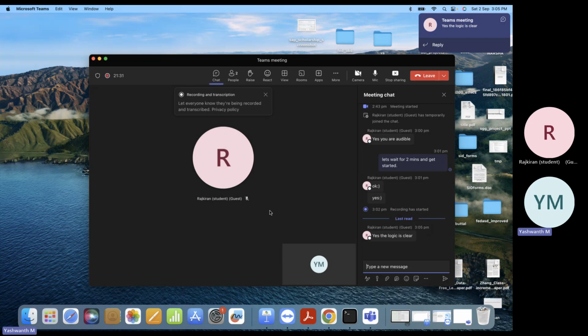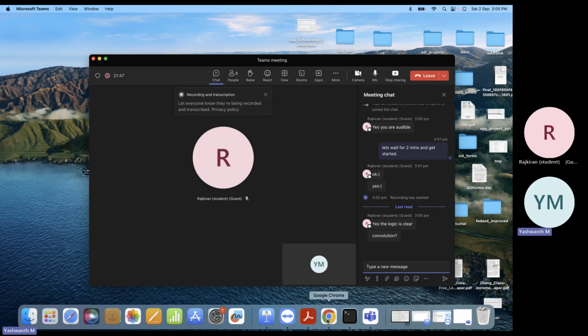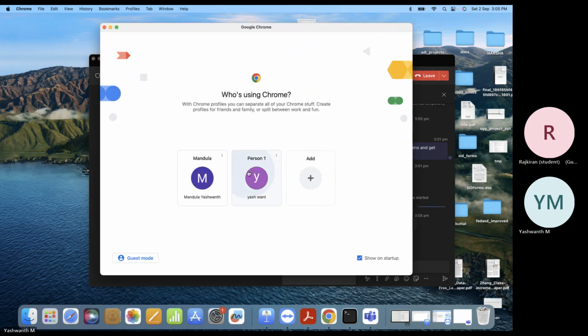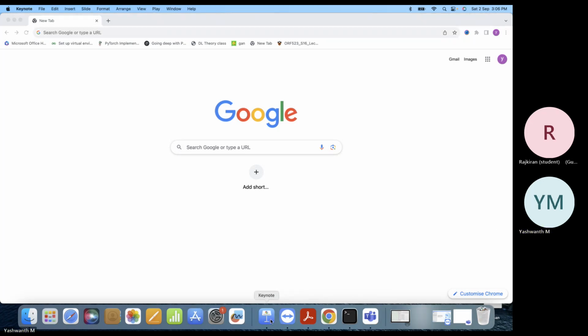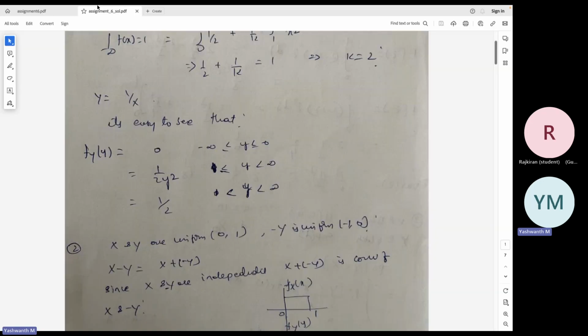For the second question, are you familiar with convolution? I just wanted to ask because it relies on that. Have you heard about convolution? Yes, yes. Okay, let's go to the problem first.